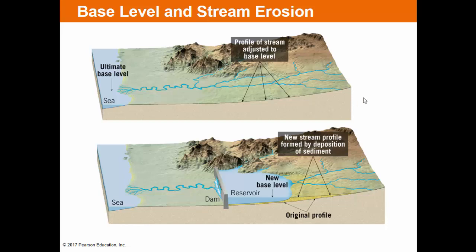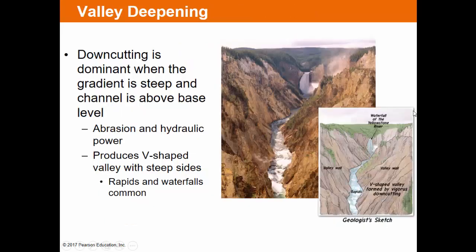So typically what we find with down cutting of these stream valleys, it's going to be dominant where you have a steep gradient, and when the channel itself is above base level. Once the channel gets down to base level, you're not going to see down cutting anymore. It occurs through abrasion, which is those rocks and pebbles bouncing along the stream bed, just cutting away at that stream bed, and it typically produces these V-shaped valleys with steep sides and rapids and waterfalls.